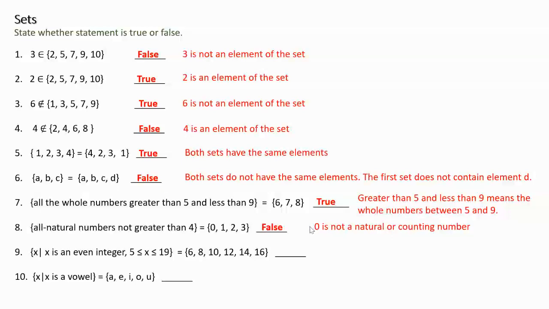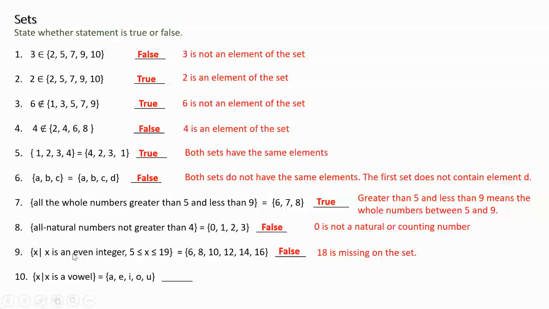Look at number 9. Number 9 reads like this. The set with elements x such that x is an even integer between 5, right, 5 is included, and also 19 is included, between 5 and 19. Okay, it has to be an even integer, so we have 6, 8, 10, 12, 14, 16. This is false because the 18 is missing. No, 18 is missing in the set.